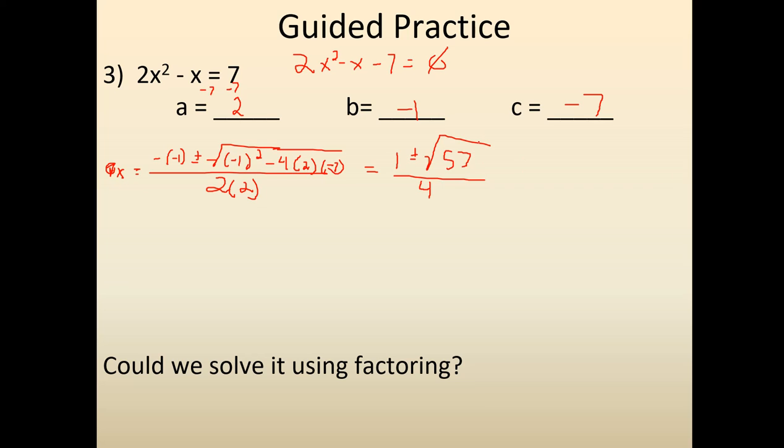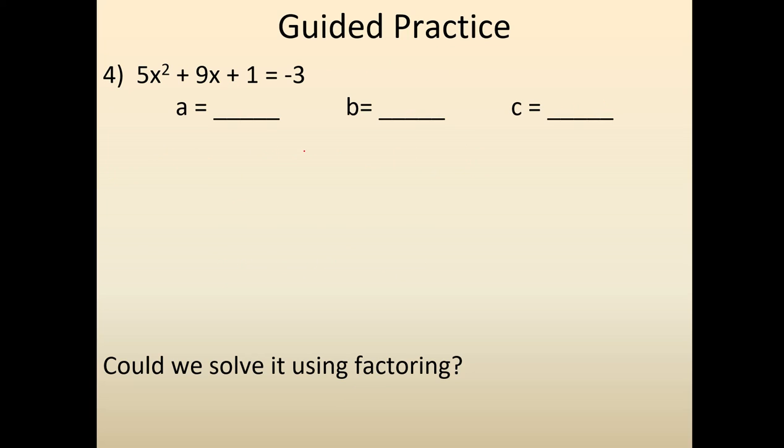And again, we can't really break down the 57 any further, so this is going to be written as 1 over 4 plus radical 57 over 4 and 1 over 4 minus radical 57 over 4. And once again, the answer is no, because again, we have this radical. All right, last question. Pause the video, work it yourself, and we'll go over it in a second.